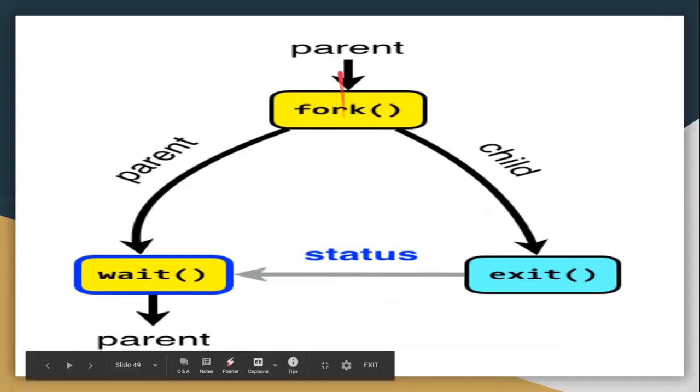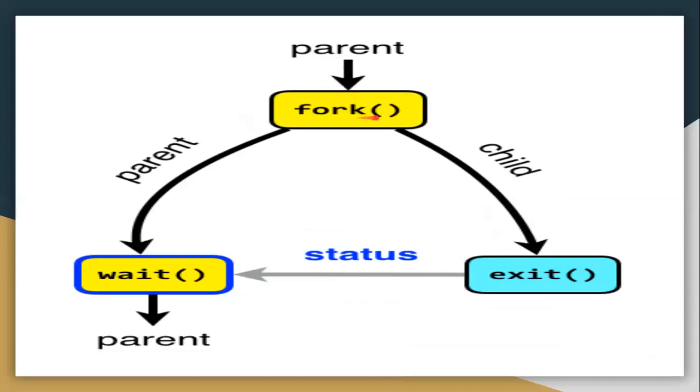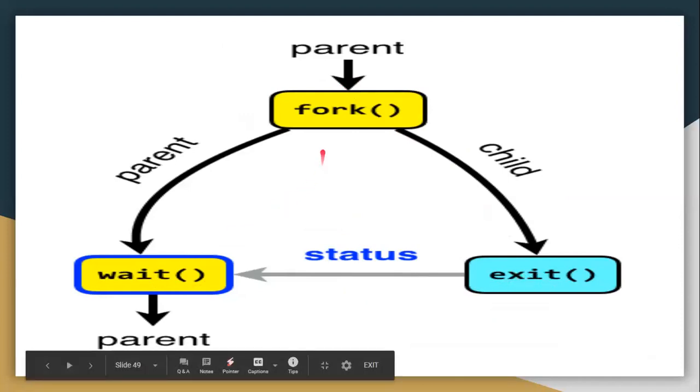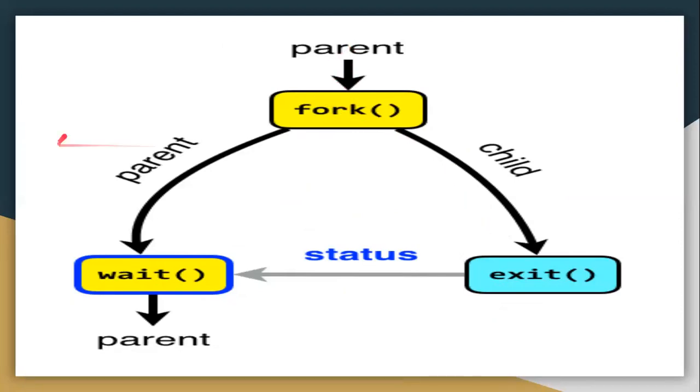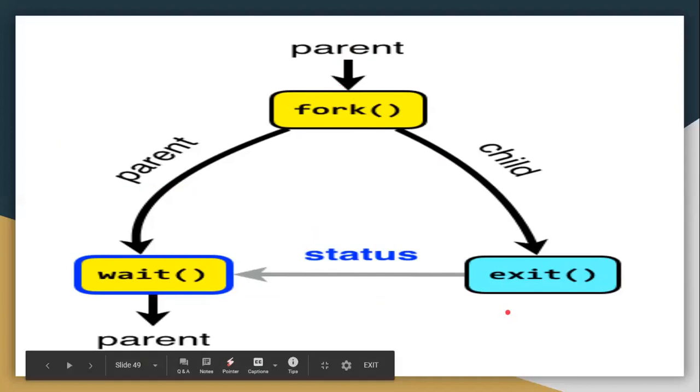Similarly, this is your parent, and this is the child process. This is one system call. Waiting is another system call, and forking is another one. Forking means dividing your parent process into multiple processes.